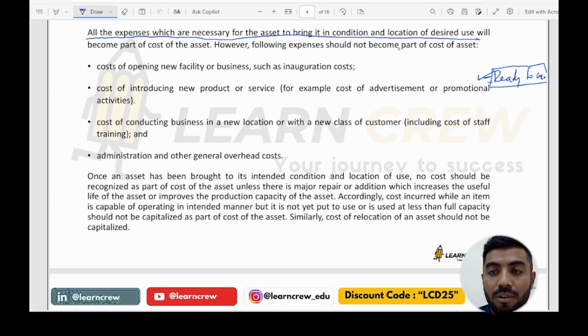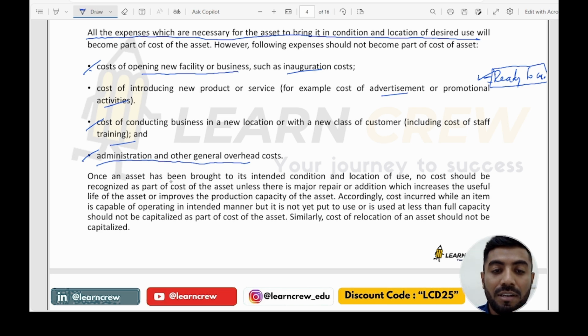However, the following expenses should not form part of the asset. What are the costs that should not form part of the asset? Cost of opening a new facility or business, such as inauguration cost, because until the asset is ready for use we need to capitalize it. Cost of introducing a new product or service, advertisement, promotion, are not to be included. Cost of conducting business in a new location with a new class of customers. Cost of staff training is not to be included. Administration and other general overhead costs are always not to be included.